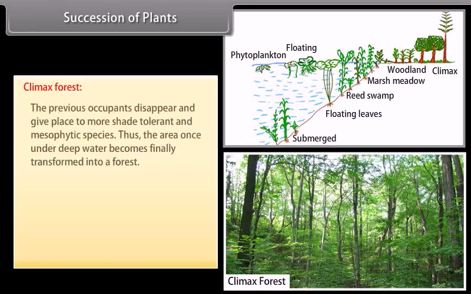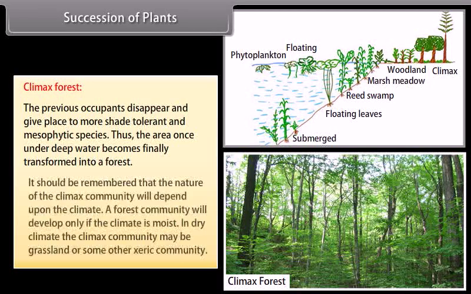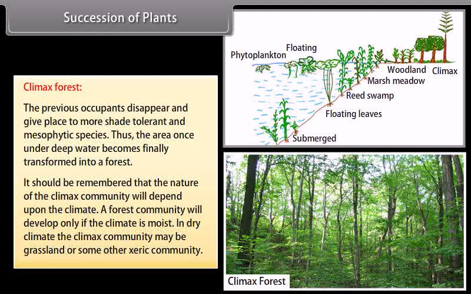Climax forest. The previous occupants disappear and give place to more shade-tolerant and mesophytic species. Thus, the area once under deep water becomes finally transformed into a forest. It should be remembered that the nature of the climax community will depend upon the climate. A forest community will develop only if the climate is moist. In dry climate, the climax community may be grassland or some other xeric community.